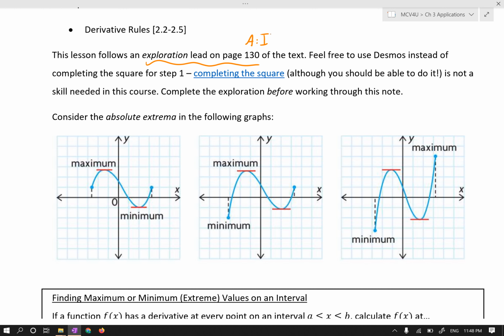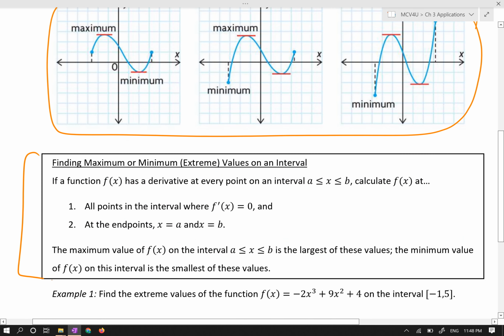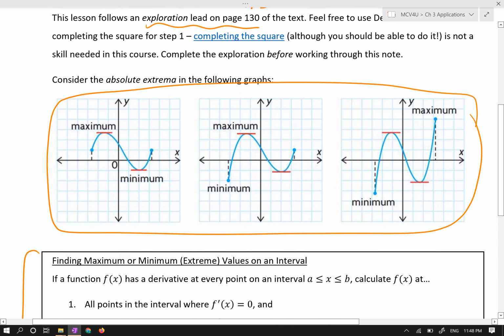Now, when we're working on this video, first we're just going to look at a few graphs to discuss what we've just learned. Then we'll talk about the rule, the procedure we can follow in order to find our minimum and maximum values on an interval. And then we'll go over just one example down here.